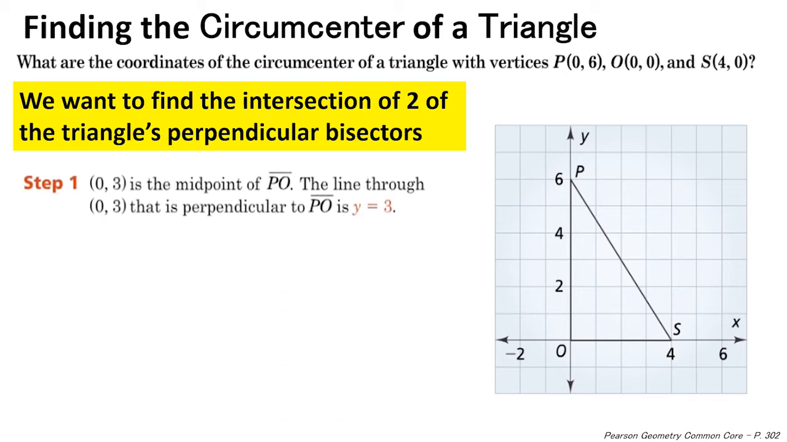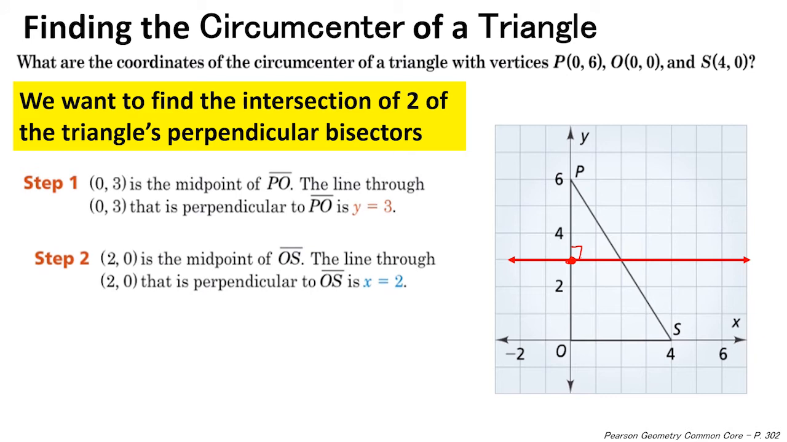So on step 1, the ordered pair (0,3) is the midpoint of PO, because the length of PO is 6, and halfway would be at 3. That line would be y equals 3. If we draw a line there, that would be a perpendicular bisector right here. If we want to draw a right angle, we could do that.